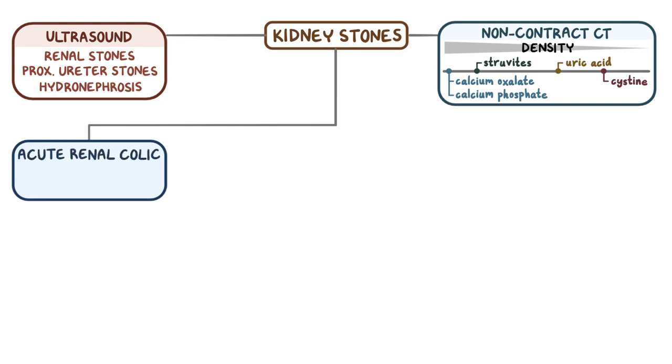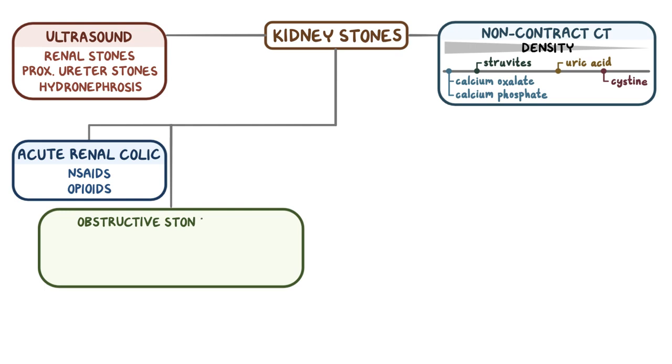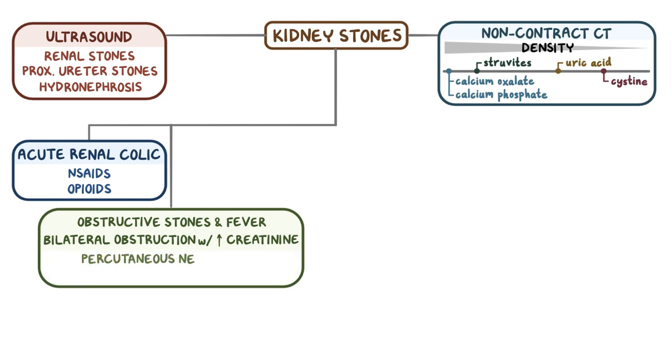Acute renal colic is treated with NSAIDs or opioids. If there are obstructive stones and there's also fever, or if there's bilateral obstruction, like when both kidneys have stones with high levels of creatinine, or if there's an obstruction on a solitary kidney, specifically when there's a single functional kidney, then percutaneous nephrostomy or ureteral stenting is urgently done.